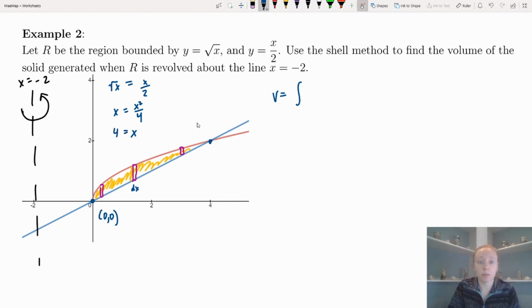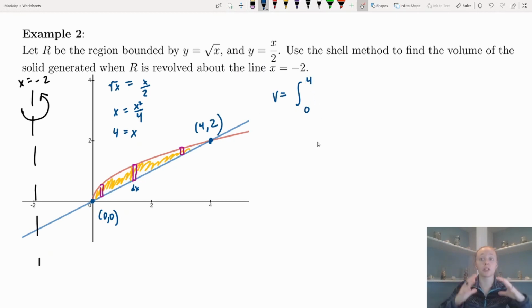So my intersection point occurs at 4 in the x, and because I'm going to use the same graph later on, let's go ahead and solve for that y value as well. When I plug in 4 for x, I'm going to get 2 for y, because the square root of 4 is 2, or 4 divided by 2 is 2. But I really care about those x coordinate values, so this is going to go from 0 to 4.